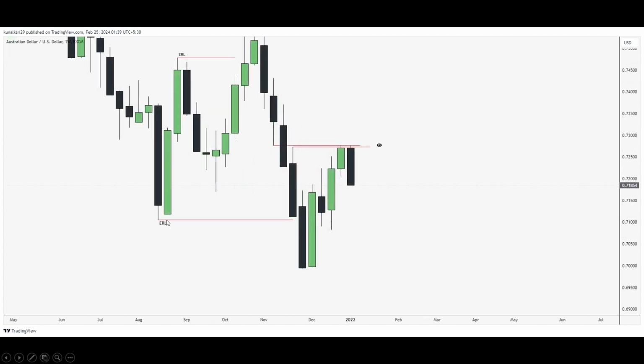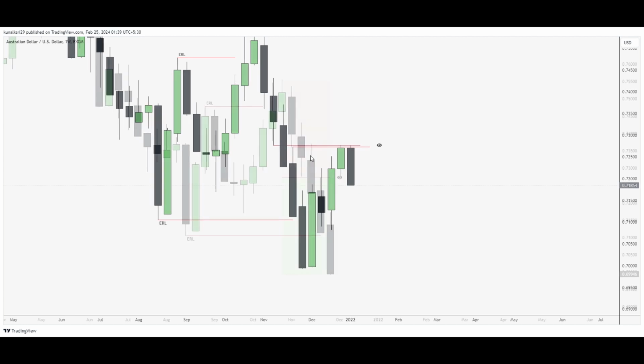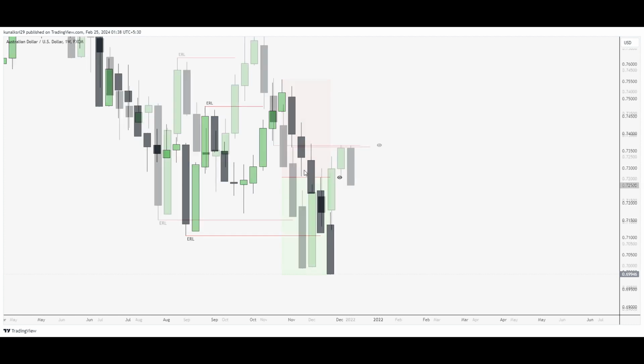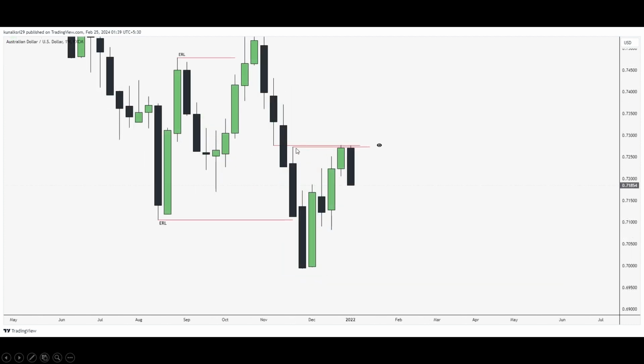And you can see after grabbing this external range liquidity here, the market goes and taps this very small fair value gap, okay? And this fair value gap is exactly at the 50% range, right? You can see. So we go and tap this fair value gap imbalance. So just understand this, guys, this is very important, okay?